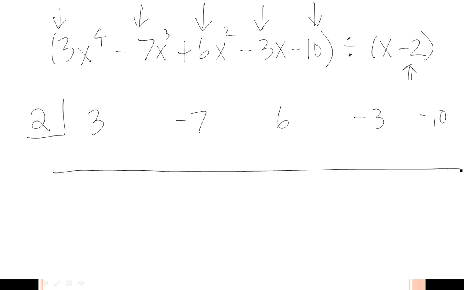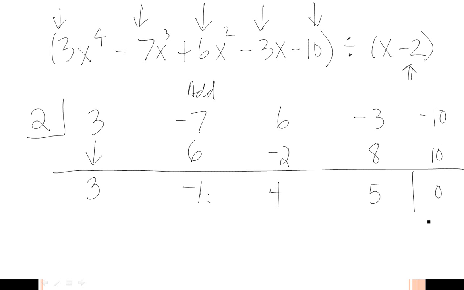What's the very first step? Always bring down the very first number, 3. Then we do that multiply, add, multiply, add mantra until we're finished. So we have 3 times 2 is 6. We add -7 plus 6, -1. Multiply, -2. Add, 4. Multiply, 8. Add, 5. Multiply, 10. Add, 0. So we have a remainder of 0.